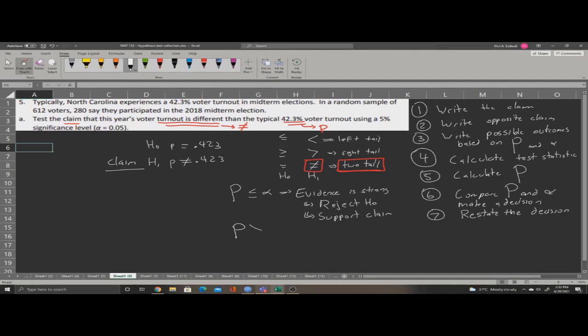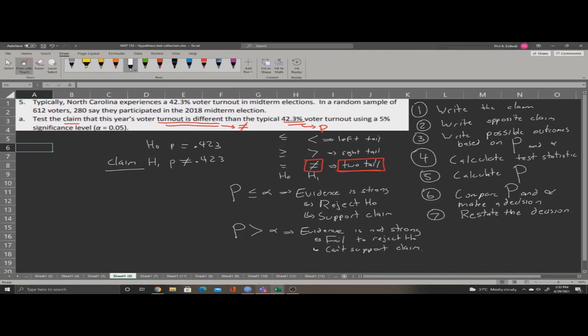However, if our big P is greater than alpha, our evidence is not strong. And if our evidence is not strong, we fail to reject the null hypothesis. Now, if we don't reject the null hypothesis, we stick with the null hypothesis. So imagine we boxed in the null and kept it. That means we couldn't support the claim. And once again, the reason we can't support the claim is because we don't have enough evidence.